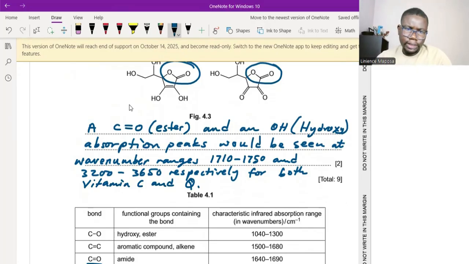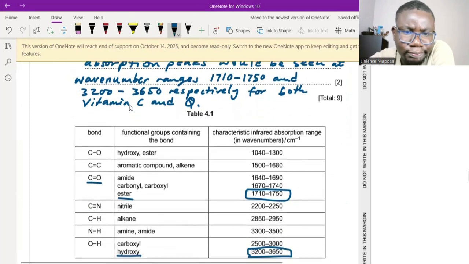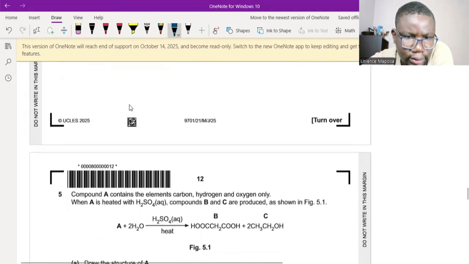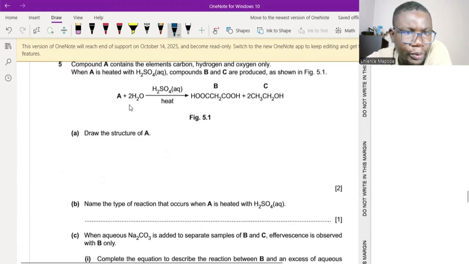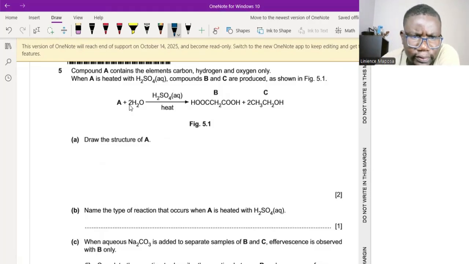You will have space. You can shorten this, okay? You will have space because you use a pen. So I hope you'll be able to write a meaningful answer there. Okay, are we done? No, we're not. They say compound A contains the elements carbon, hydrogen, and oxygen only. When A is heated with aqueous sulfuric acid, compound B and C are produced as shown in this figure. Draw the structure of A.